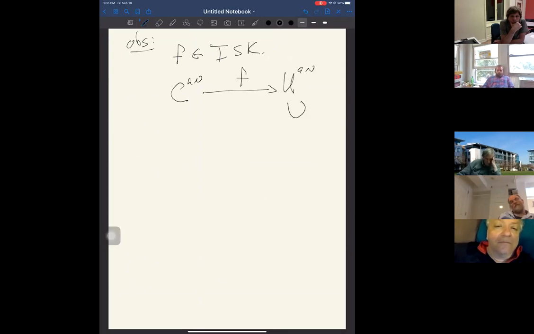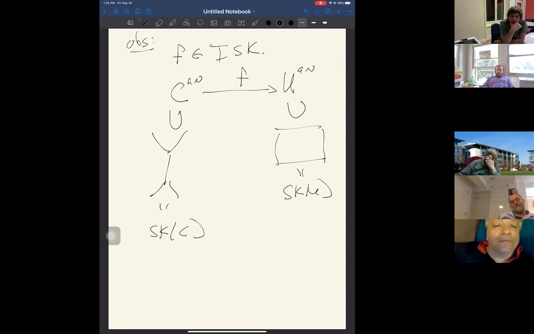Inside of U, I have the tropicalization. That's the skeleton of U. It looks like sort of an R2 if it's two-dimensional. That's sitting in there. Inside of here, I have this canonical graph that I drew. That's the skeleton of C. What would you wish happens? What could you hope for? You could hope that this guy lands in this guy, and it does.